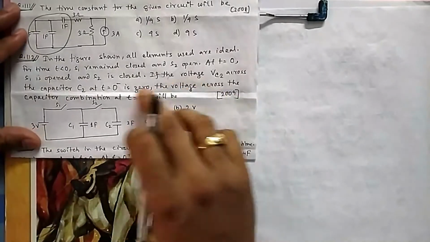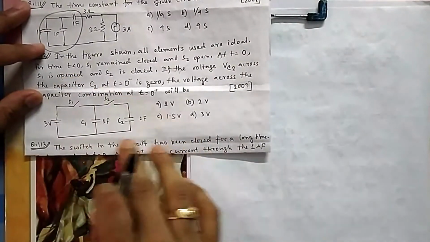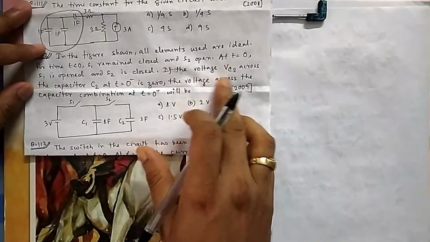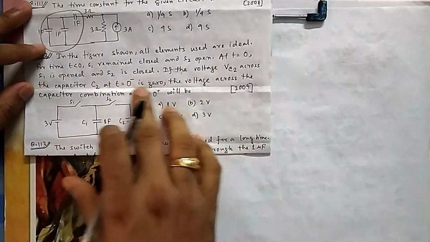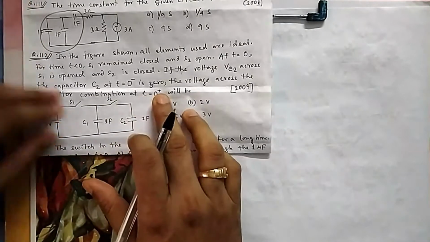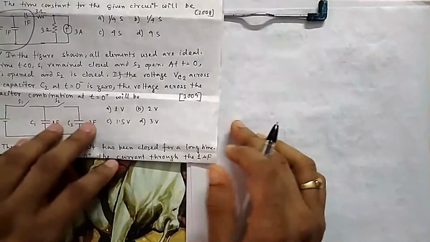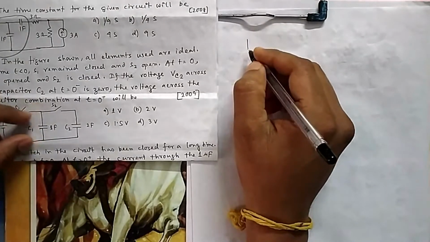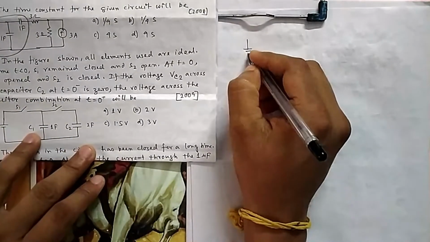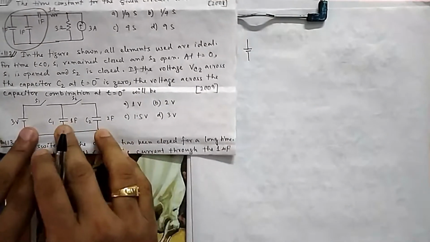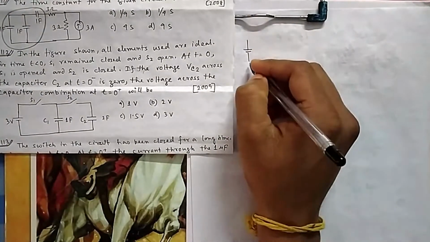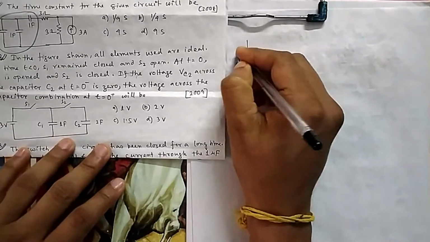Now if you see 112, in the figure shown all elements are ideal. At time T equal to 0 minus, S remained closed, so this capacitor was charged initially, and the voltage across VC2 of the capacitor at 0 minus was 0, so it was not charged. What will be the voltage across the capacitor combination at T equal to 0 plus? Because both capacitors are connected in series, the capacitor is already charged at 3 volt.